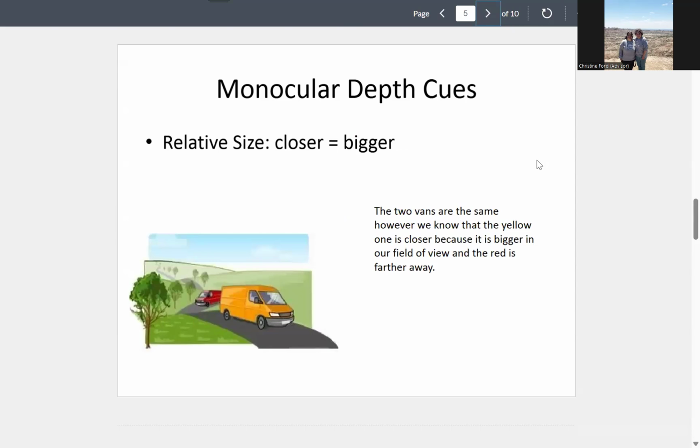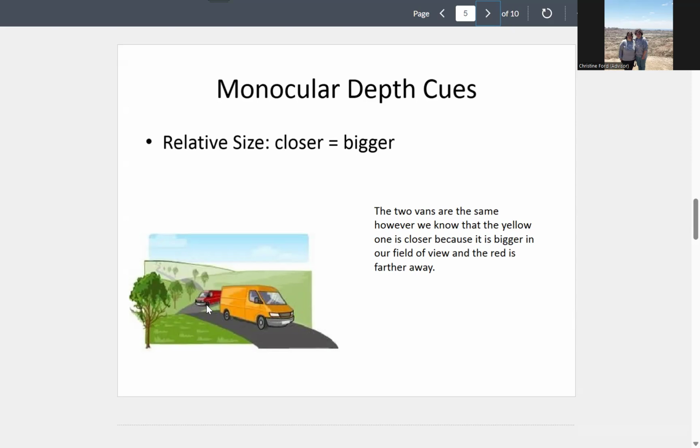The third depth cue that we're going to talk about is relative size. And what that says is closer things are bigger and further things are smaller. Further away things are smaller. In this drawing, and like I said, we don't want to use drawings, but in this drawing, you see that the closer image of the yellow van is a bigger van, and the further image of the red van is a smaller van. And we know that the two vans are the exact same size, but we know that the red van is further away because it's smaller, and that the yellow van is closer because it's bigger.